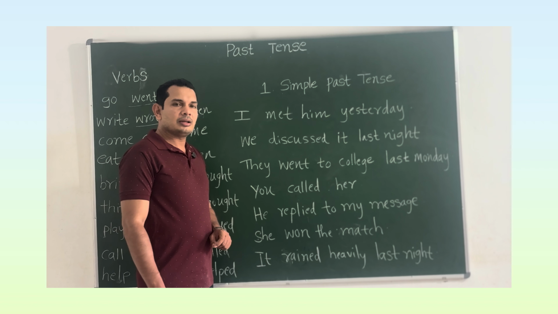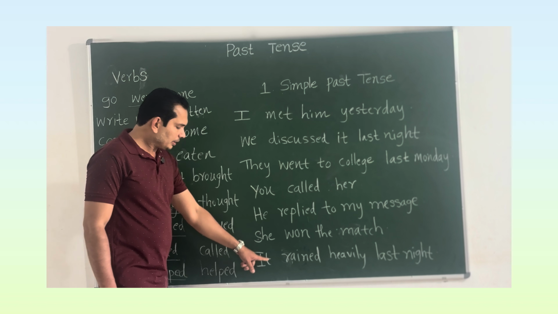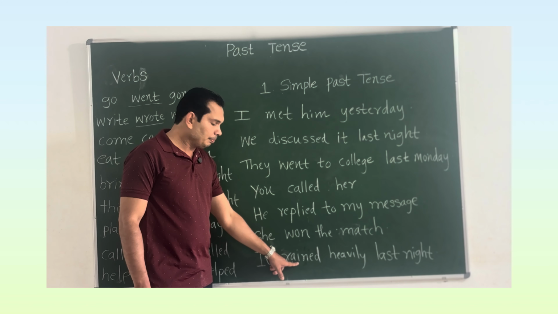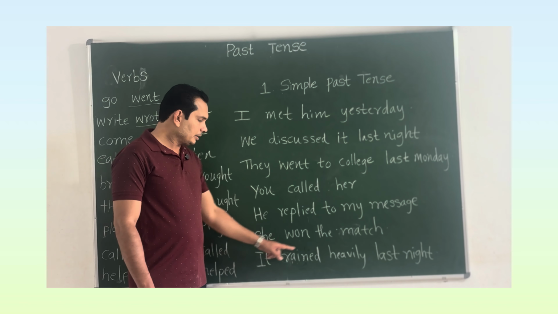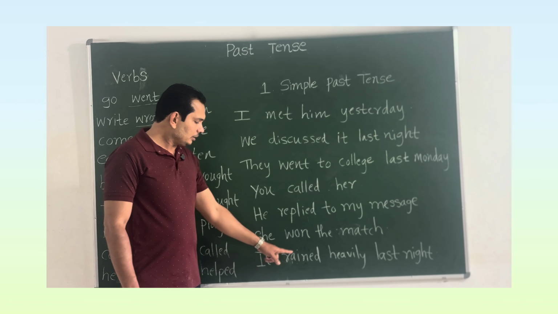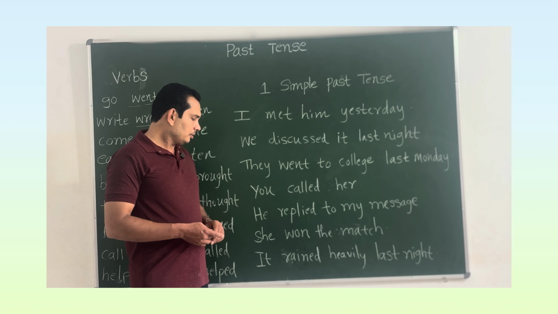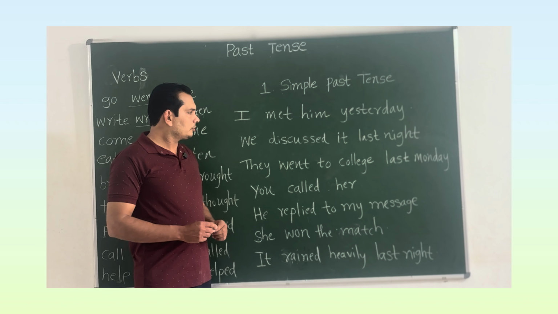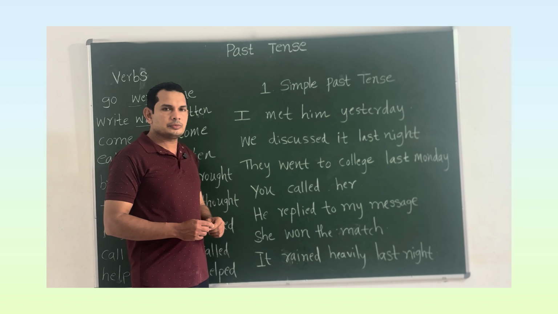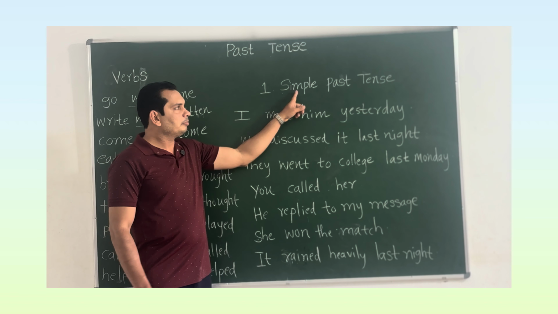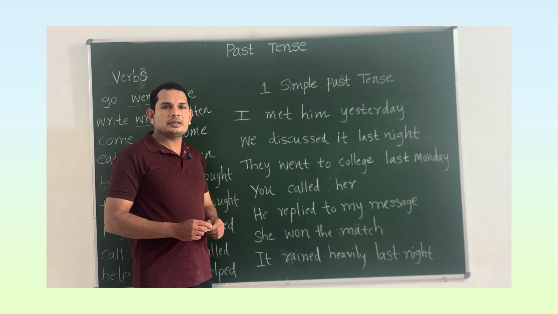It rained heavily last night. Rained is the past form of the verb. When we write the same sentence in the simple present tense, it becomes it rains. It rained heavily last night means it rained last night. It stopped raining. It's not raining now. I think it's clear to you. This way, we should use the second form of the verb or past form of the verb when we write sentences in the simple past tense. In all these sentences, second form of the verb is used.